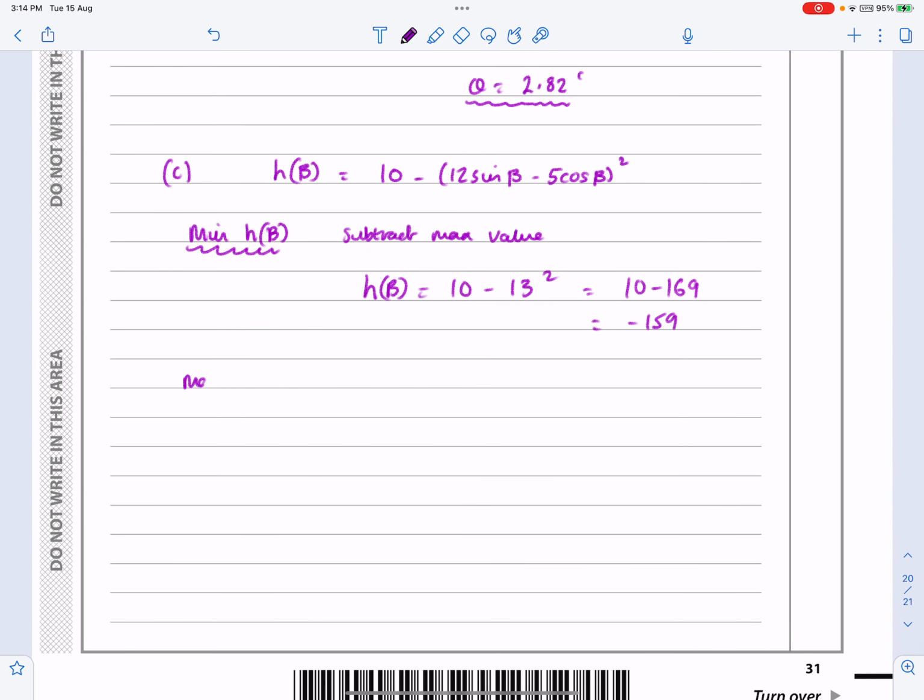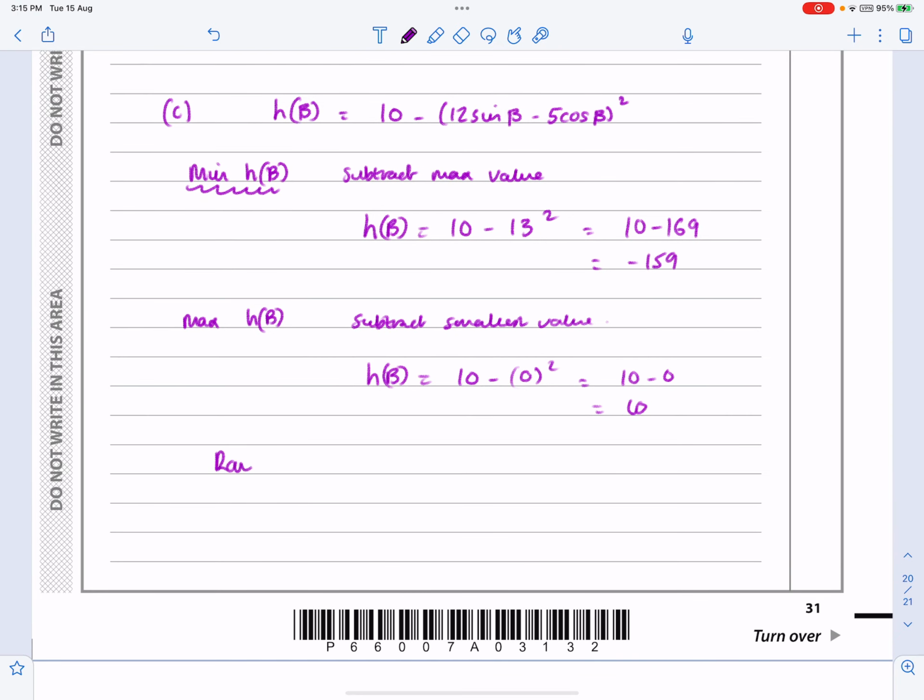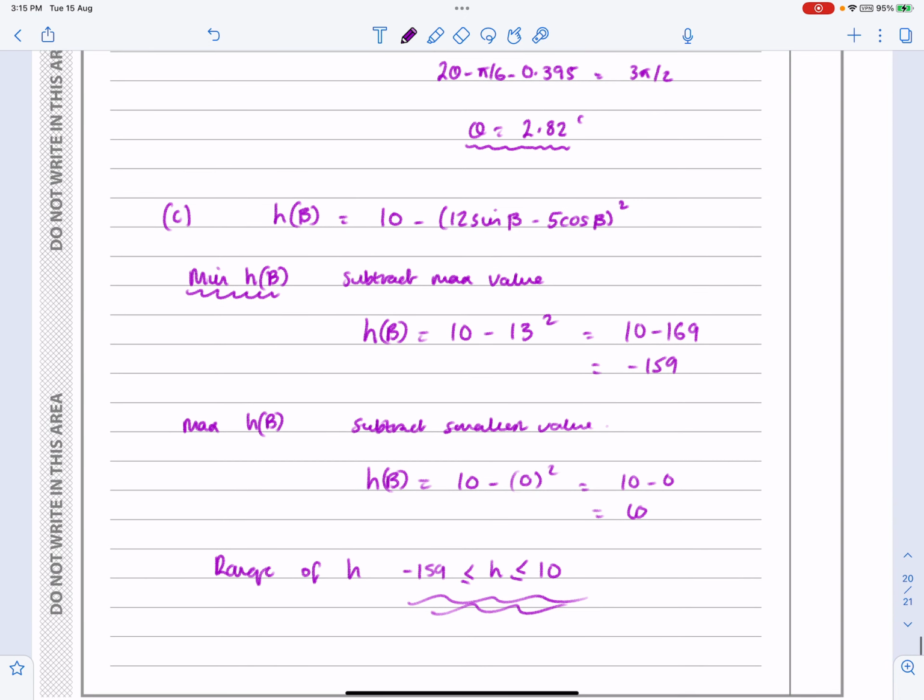And then for the maximum of h beta, subtract the smallest value, which is going to be h beta equals 10 minus nothing squared, which gives me 10. So the range of h is going to be between 10 and minus 159. As I say, the 2 marks really are just for the answer there, so all of that is just explaining it to you and making sure I'm happy with the thought process, but the final answer is the final answer there. Okay, that's the end of that question. That's the end of that paper. Hopefully that all makes sense.